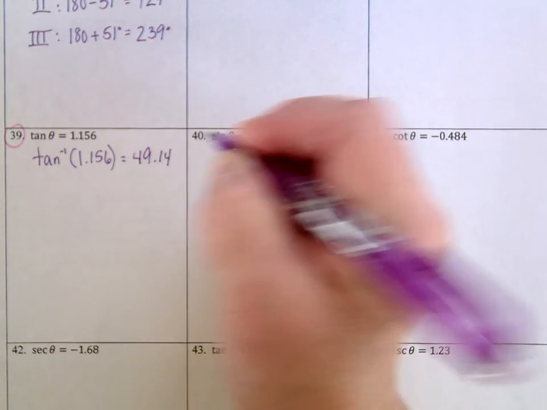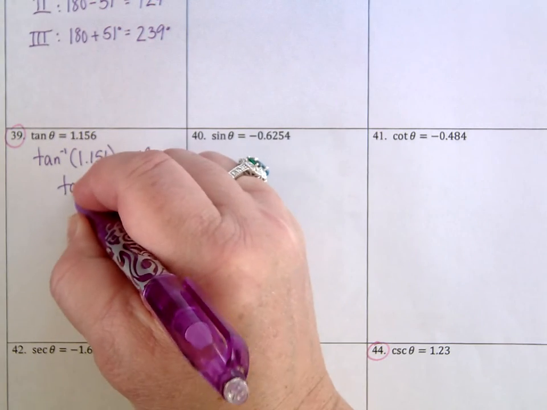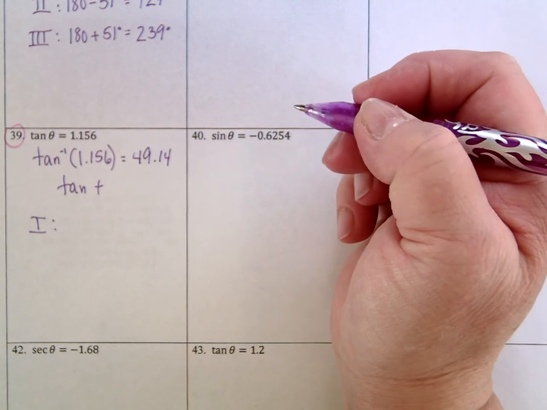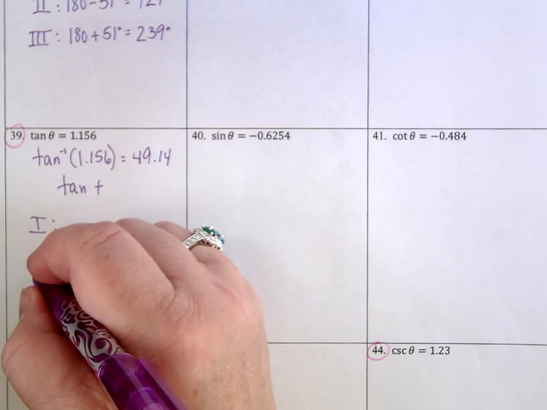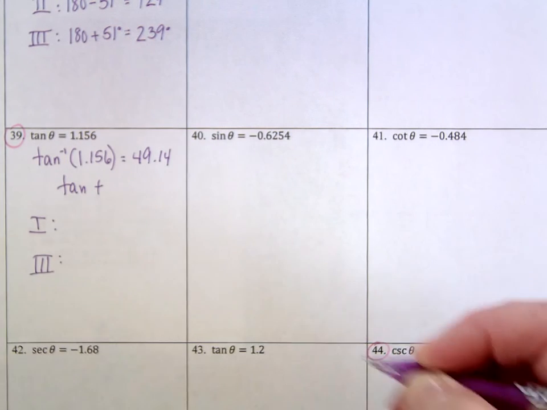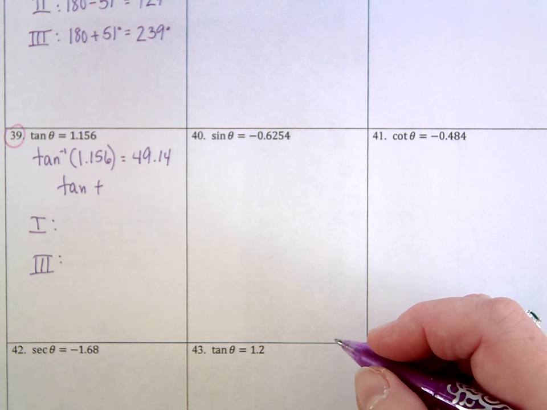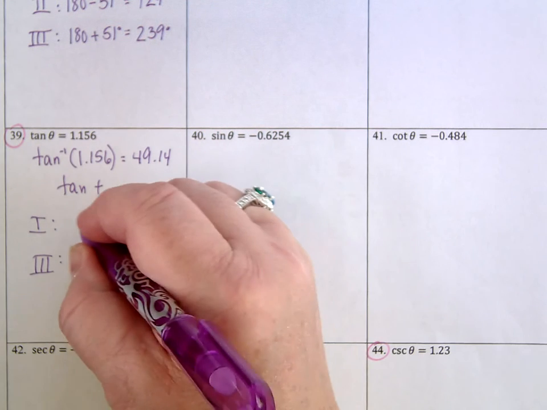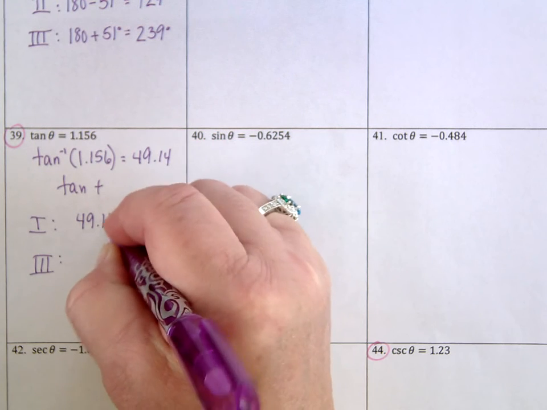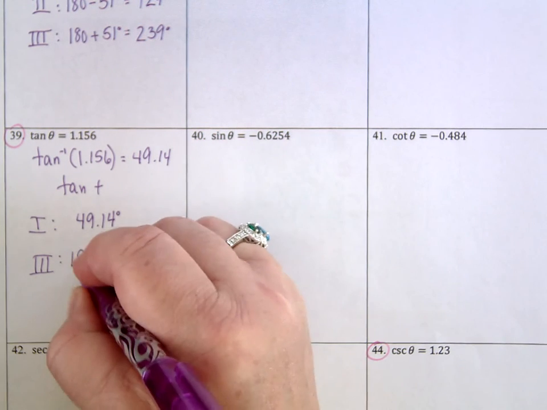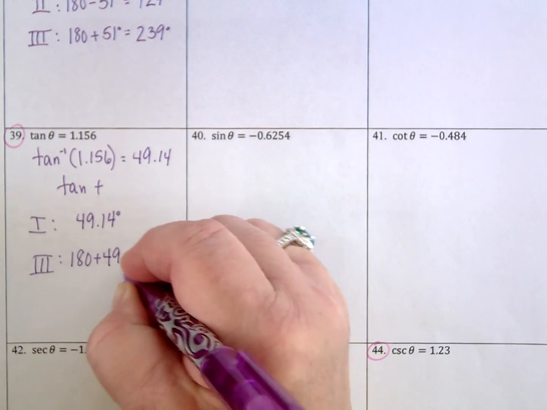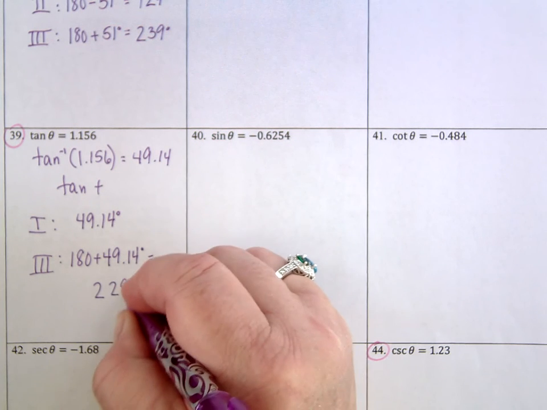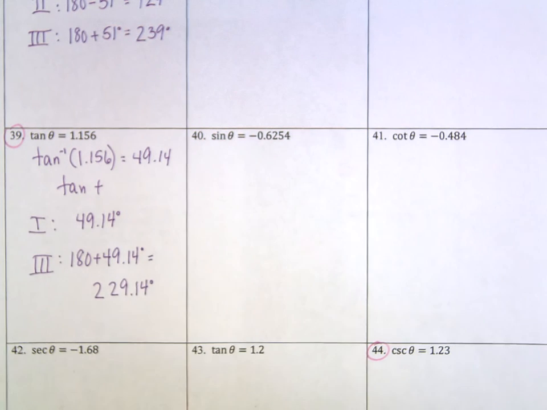I want to know where tangent is positive. Everybody's positive in the first, and tangent is also positive in the third. Again, from the chart that we did in the intro. Same chart we had in section 9 too. So in the first quadrant, it equals whatever that angle is, 49.14 degrees. In the third quadrant, it's 180 plus 49.14 degrees. That gives you 229.14 degrees. And there are your two answers for number 39.